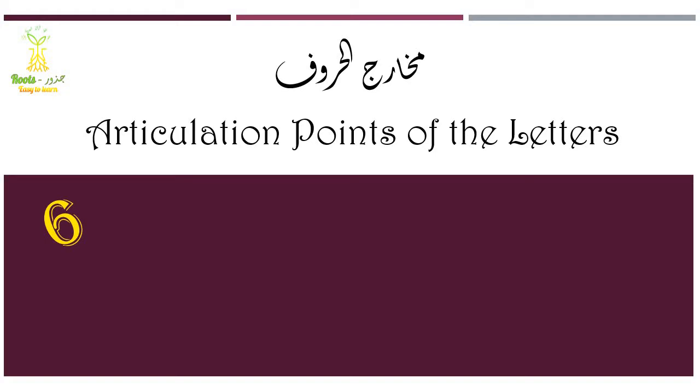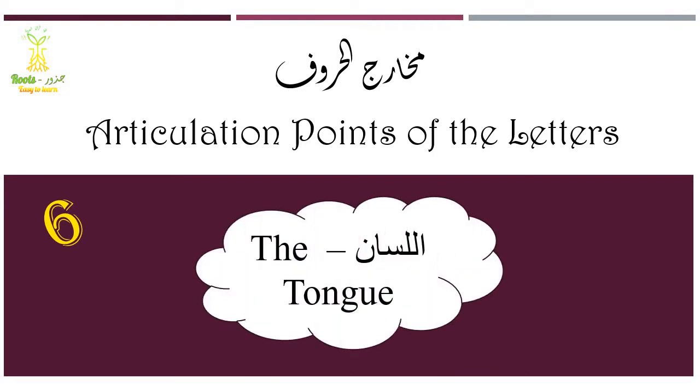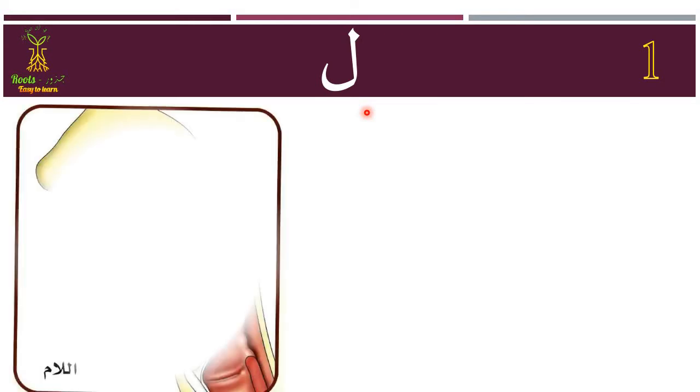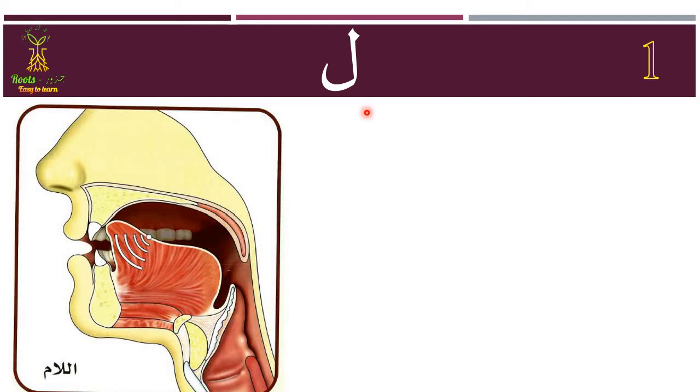Today we are going to continue our series, The Articulation Points of the Letters. And we still continue Al-Lisan, the tongue. Congratulations! This video is the last one of Al-Lisan, the tongue. The main 5 articulation points of the letters in Arabic are Al-Jawf, Al-Halq, Al-Lisan, and now we are going to finish it, and then Al-Shifa, Al-Khayshum.